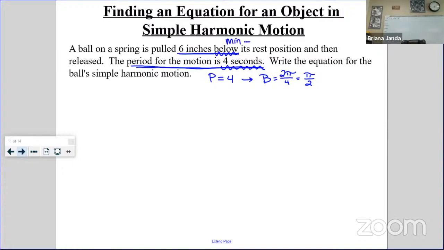6 inches below means we are starting at a minimum. So I'm going to write my equation as a negative cosine, a cosine with an x, because it's starting at a minimum, and 6 inches is going to be our amplitude. So our displacement equation is going to be negative because we're at a minimum, 6 because that's the distance we are below the resting position, cosine again because of the minimum. So I pick this and this because they say that we start at a minimum. And then we're going to put the B value in here, pi over 2, t being our variable.